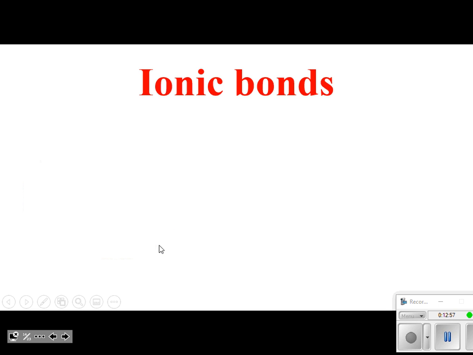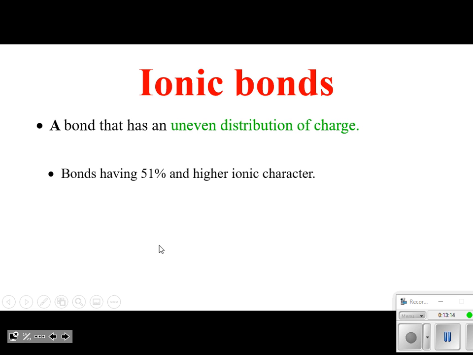Now our third bin is with ionic bonds. Ionic bonding, remember, is the transfer of electrons. So there is a really uneven distribution of charge. Greater than 51% ionic character and ranging from an electronegativity difference of 2.1 to 3.3. Really, you can just think of it as above 2.1 is going to be an ionic bond.